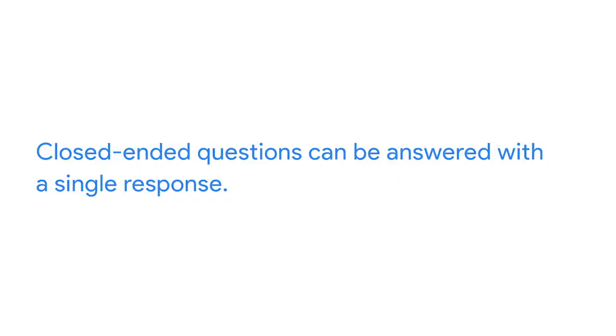Closed-ended questions can be answered with a single response, like yes or no, or true or false, or selecting a single answer from a list. Let's examine three types of closed-ended questions in more detail. The first type of closed-ended question asks for yes/no or true/false type answers. These are questions like, did you order an appetizer? And have you eaten at this restaurant before?